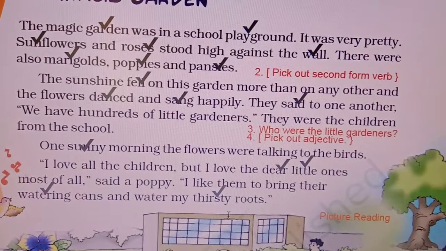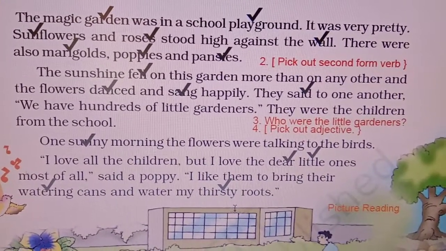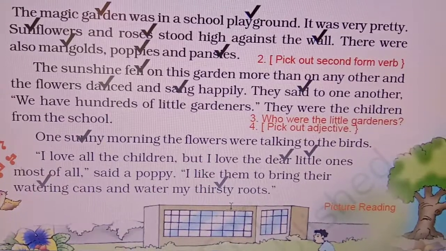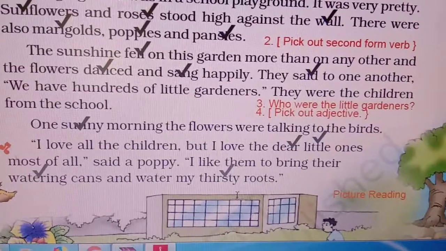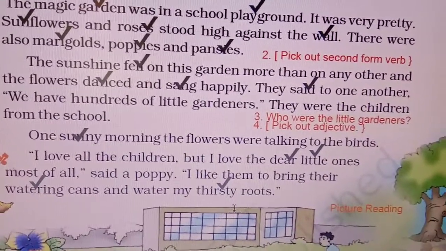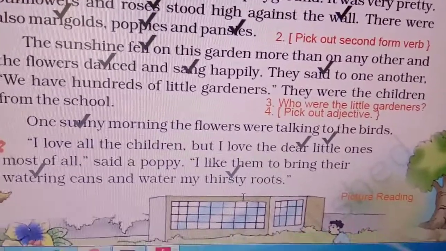The sunshine fell on this garden more than on any other, and the flowers indeed danced and sang happily. They said to one another, "We have hundreds of little gardeners." They were the children from the school. One sunny morning, the flowers were looking to the birds.